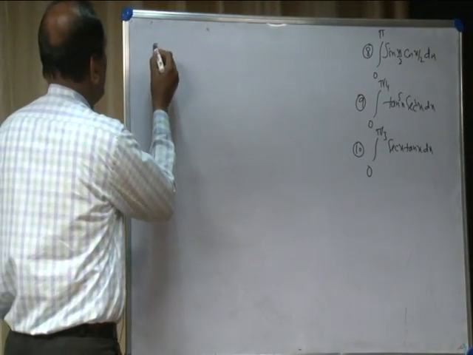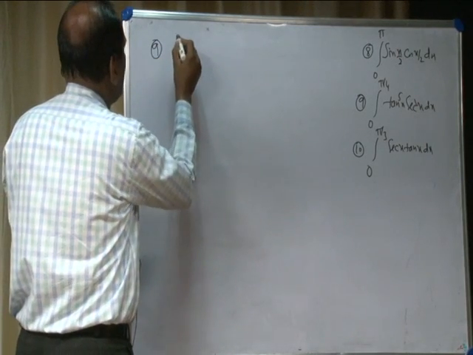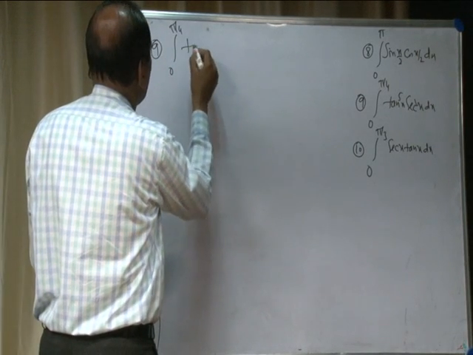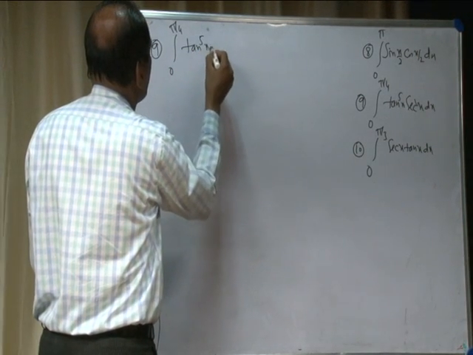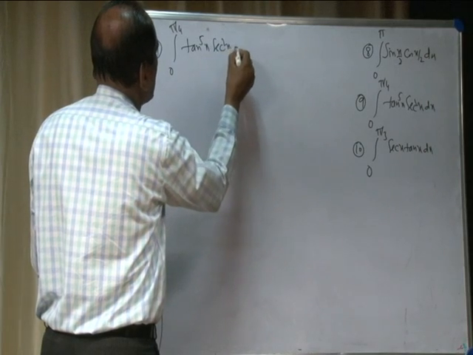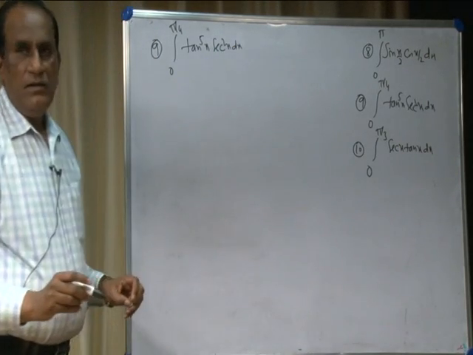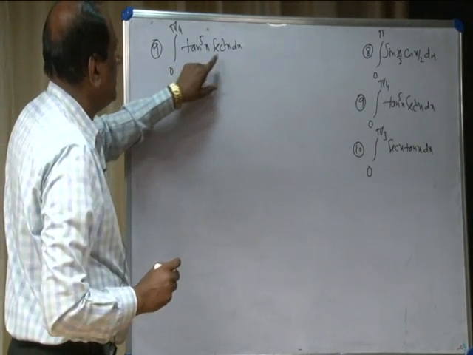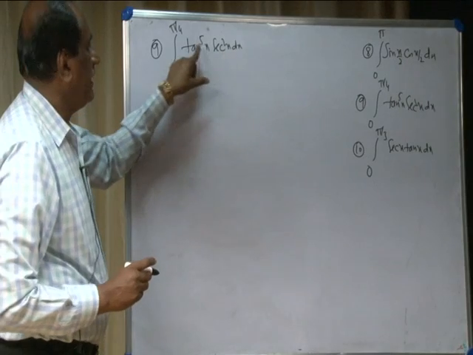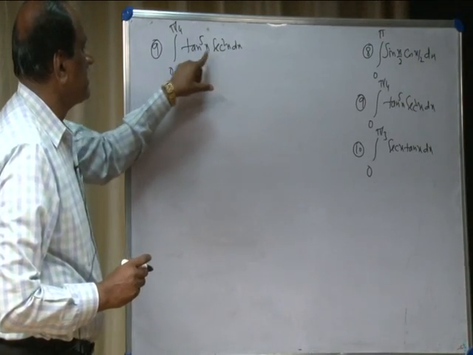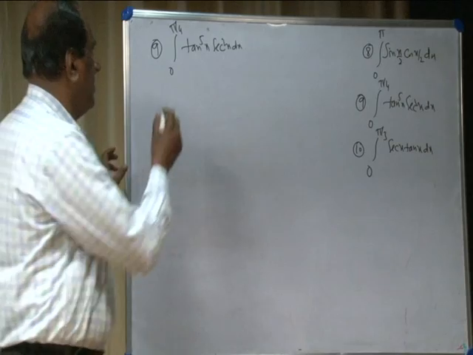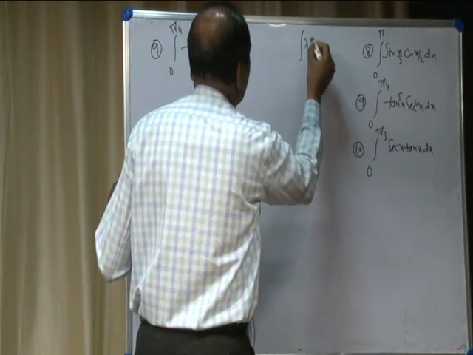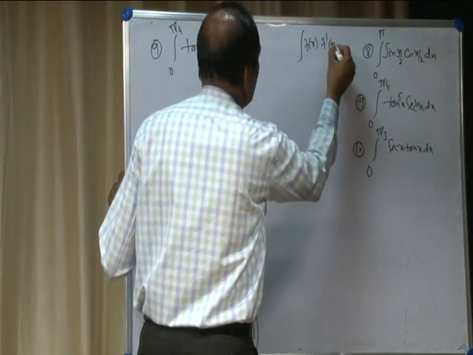Zero to pi by 4, tan power 5x secant square x dx. Now, observe the integrand. The derivative of the first function is exactly the second function. The derivative of tan x is secant square x. So, this problem is of the type f of x f dash x dx.